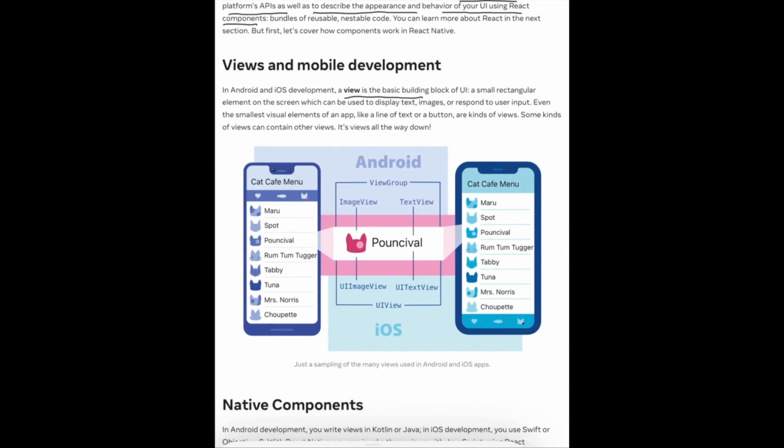Here the diagram is given, and view is the basic building block of UI. When we use the view in Android, we call it view group, but in iOS we call it UI view. Like the same for the image view: in Android it is called image view, but in iOS it is called UI image view. And for the text view: in Android it is called text view, but in iOS it is called UI text view.